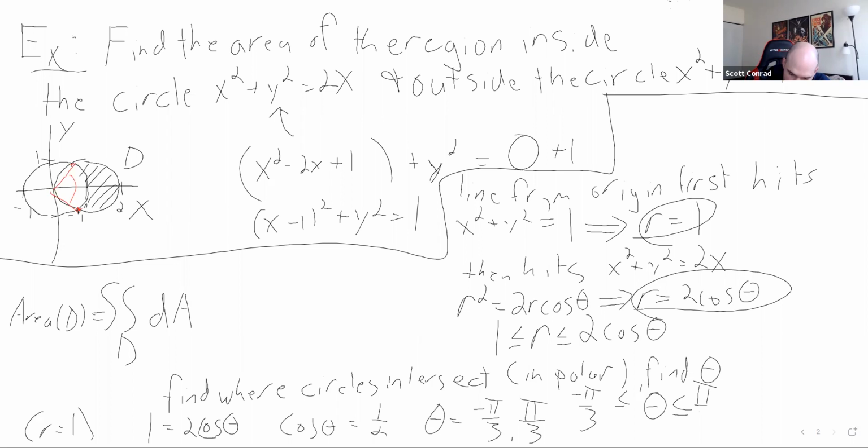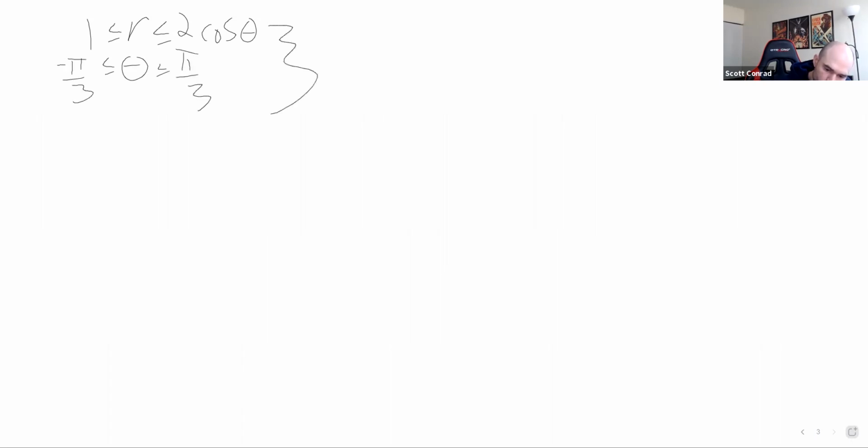Okay, so let me rewrite those. So r, we said, goes from 1 up to 2 cos theta. Theta goes from negative pi over 3 up to pi over 3. So that's our region D. And we want to integrate just the function 1 over there. So let's switch to polar.